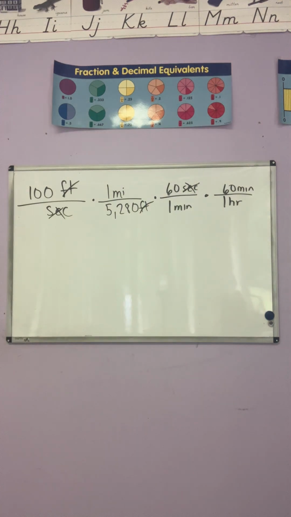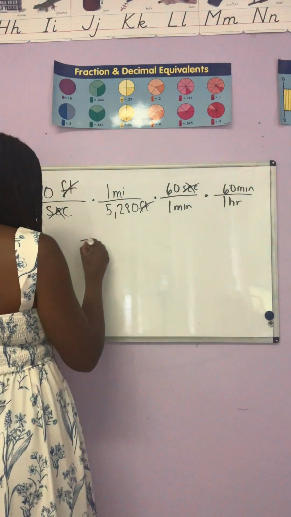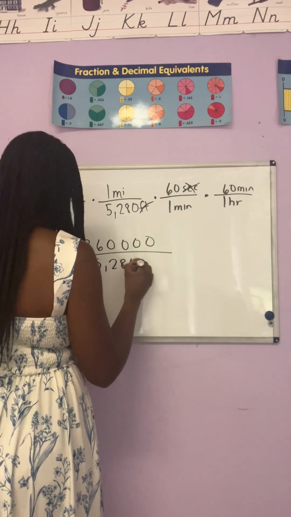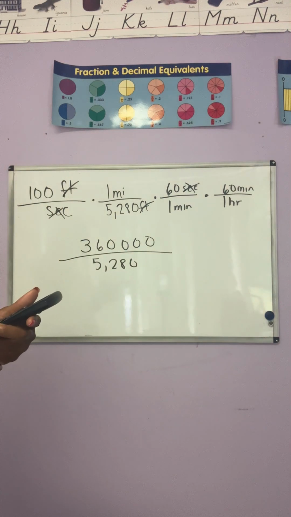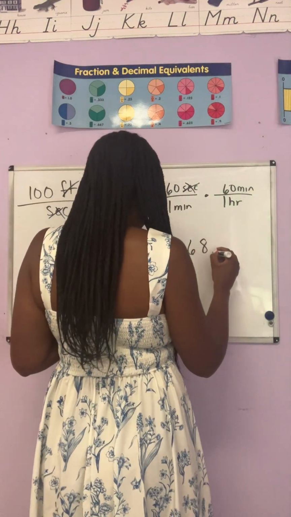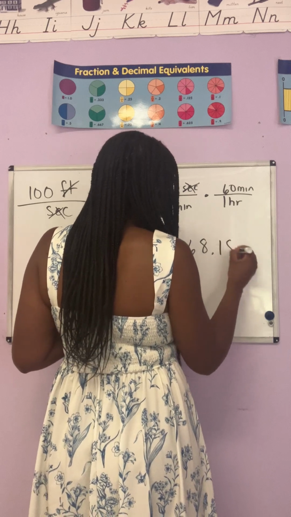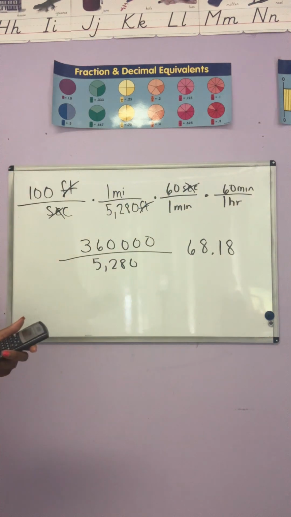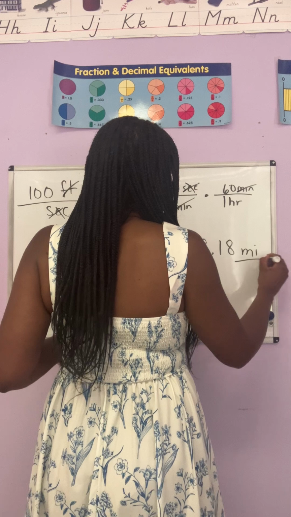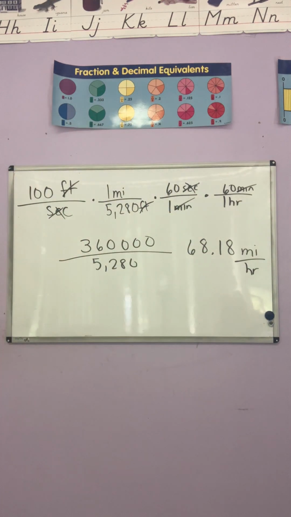And now we can just multiply, and then we divide. And that gives us 68.18. We'll round to the hundredths place again. And we did have cancellation here. So we have miles on top and hour on the bottom. So we have 68.18 miles per hour.